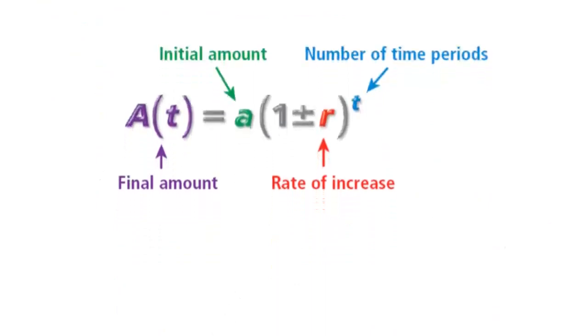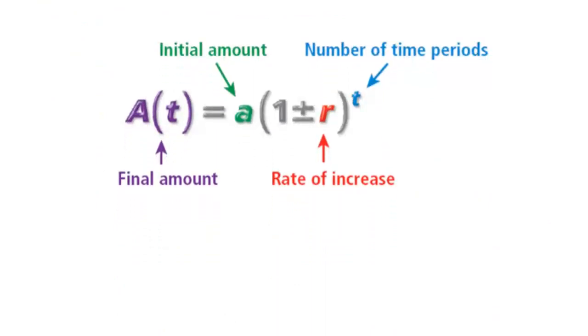A big equation we're going to want to know, understand how to use, and understand what's going on is our exponential growth and decay equation. The good thing is it's the same equation for both. We've got our final amount, which is our A of t, in purple here. It is equal to our initial amount, which is in green, times 1 plus or minus the rate of increase, and then that 1 plus or minus the rate of increase is raised to the t power.